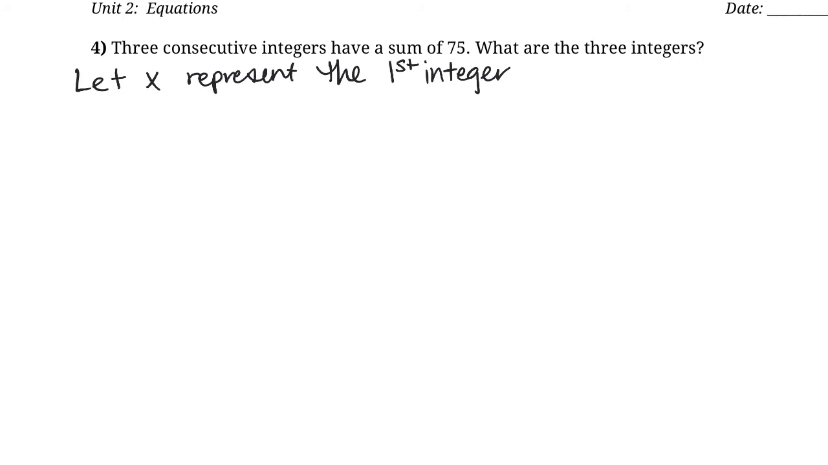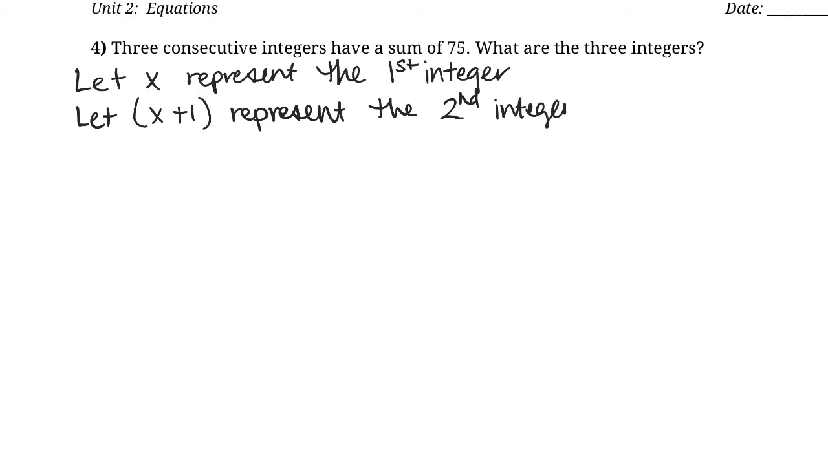If I want the next number in order, in consecutive order, that would be represented by x plus 1. So whatever that original number was, if I want to get to the next number in numerical order, I would just add a 1 to it. So let x plus 1 represent the second integer. And if I want the third consecutive integer, I'm going to say let x plus 2 represent the third integer.